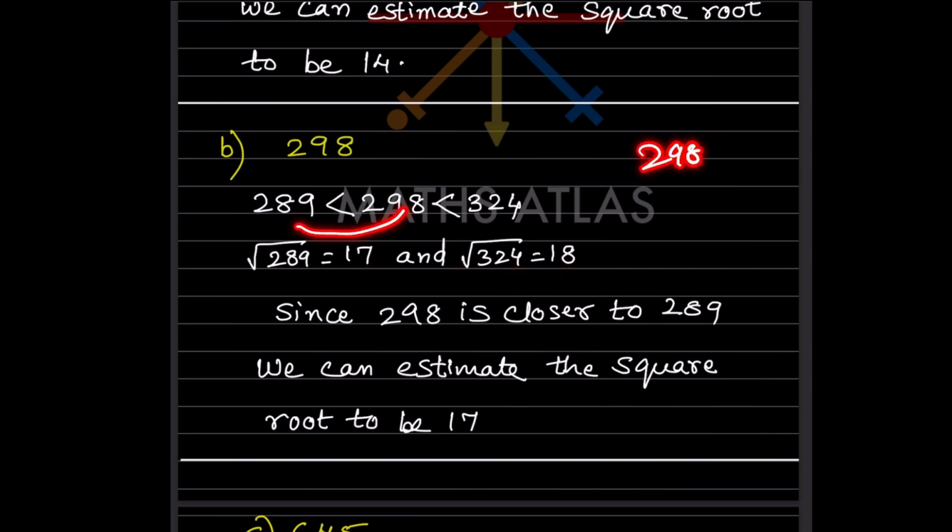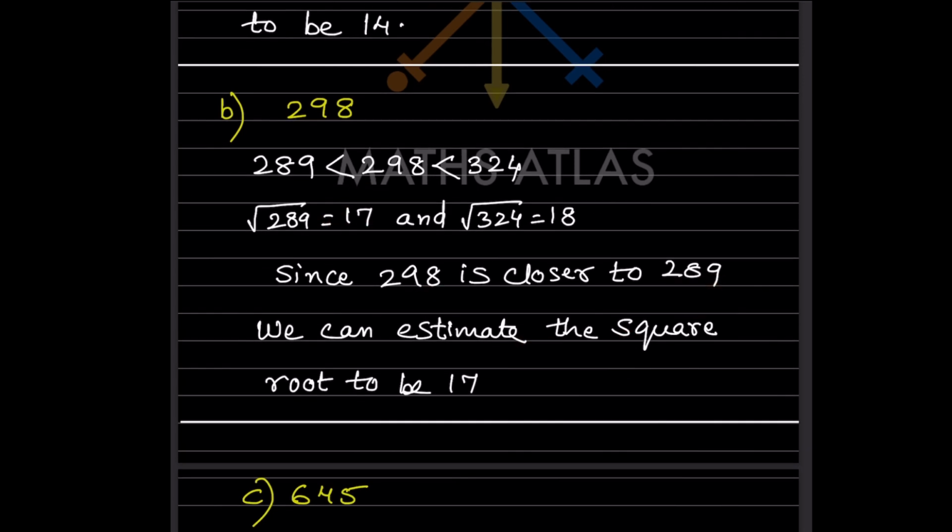Now we'll subtract. 298 minus 289, that is going to be just 9. And here 324 minus 298, that is going to be 26. We know this is 9, so this is closest to this number. So we can say since 298 is closest to 289, we can estimate the square root to be 17.